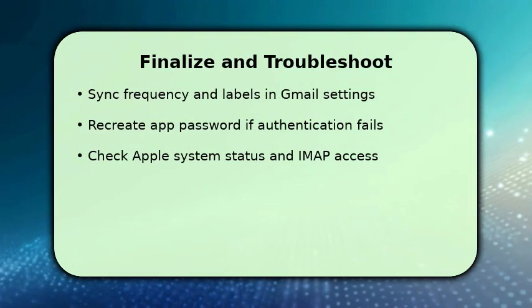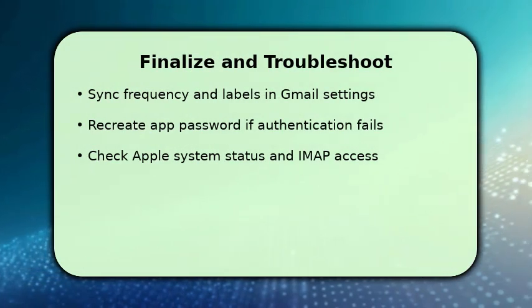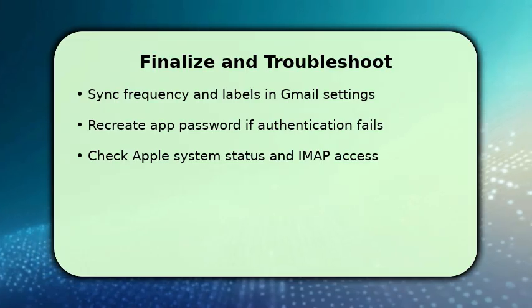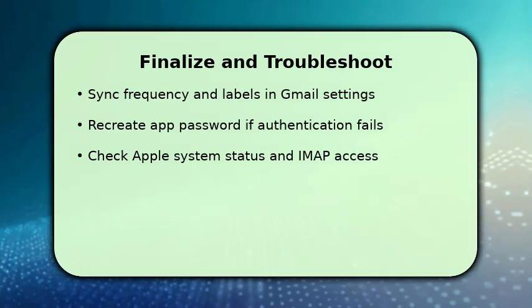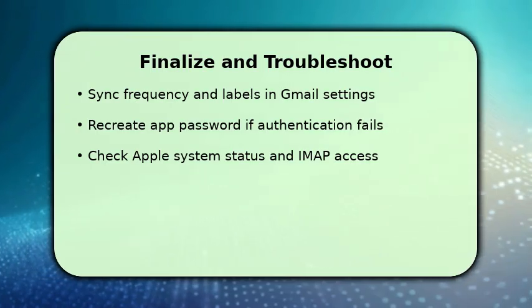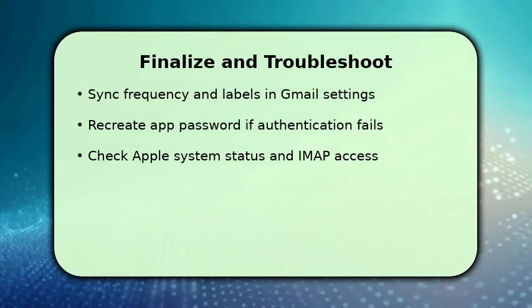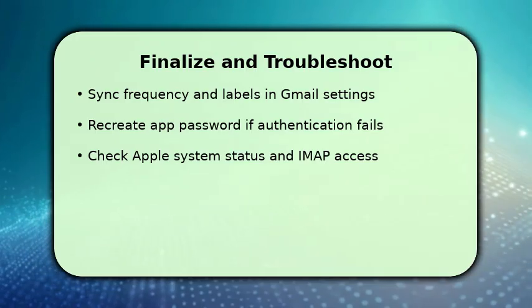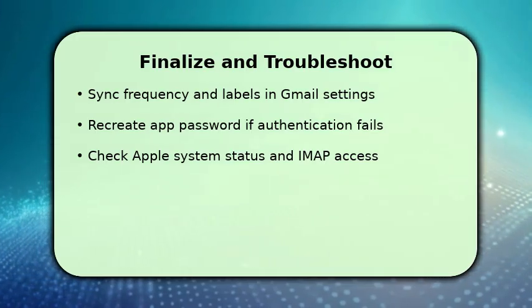Finish by adjusting sync settings, choosing which labels or folders to fetch and how often Gmail checks iCloud. Make sure to save the account and verify messages sync. If mail fails to appear, recreate the app-specific password on Apple.com and re-enter it. This resolves most auth errors.